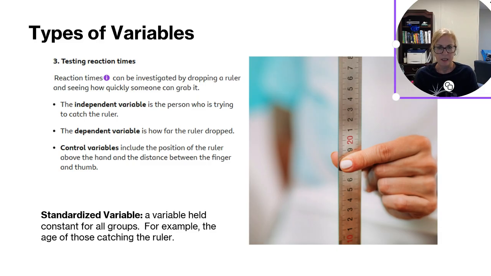The dependent variable is the variable that depends upon the independent variable. So this one is going to be how far the ruler drops. How far the ruler drops depends on who is catching it and what their reaction time is. So it depends on that independent variable.